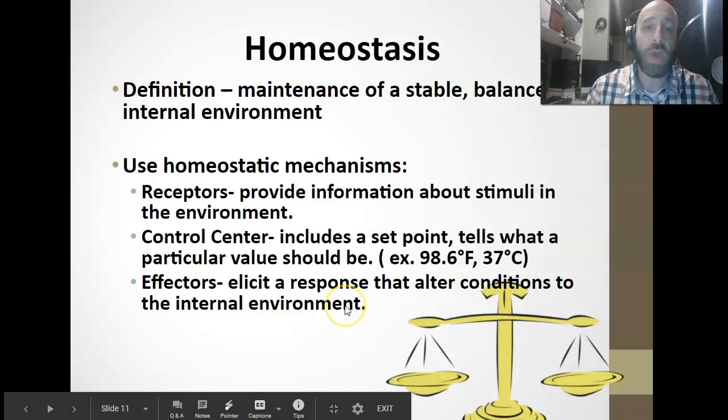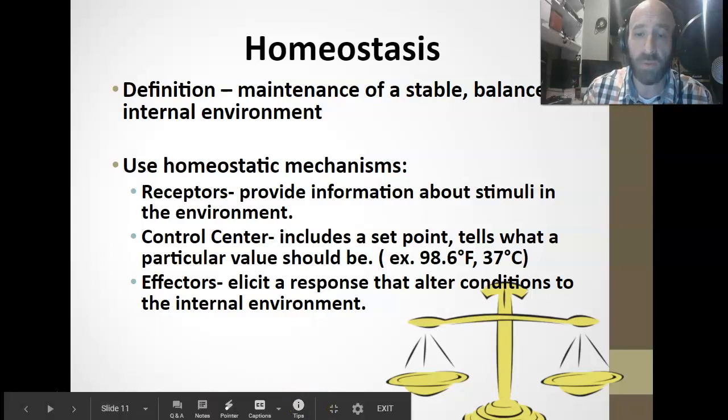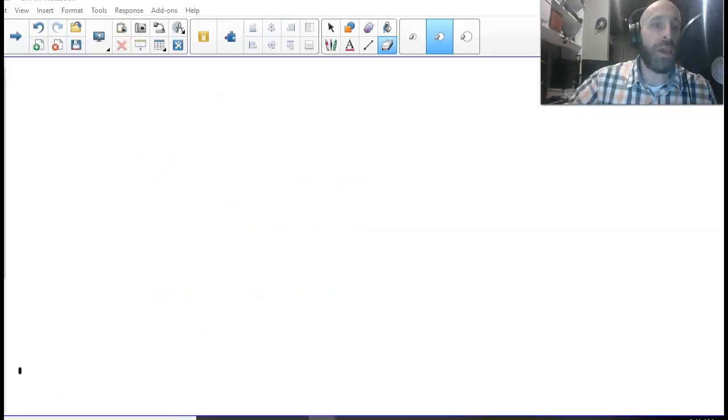And then finally, we have our effector, and the effector elicits a response that changes the conditions in the internal environment to be what they need to be. So I'm going to use an example that we could all probably relate to on a certain level, and that is going to be a thermostat.